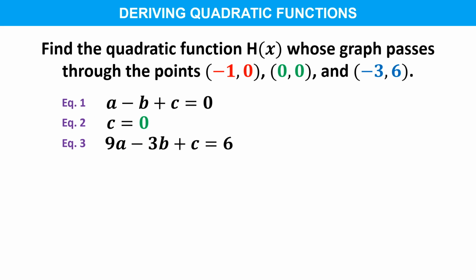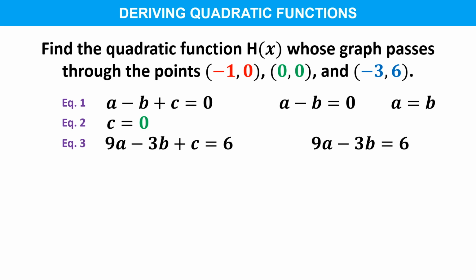Of the three equations formed, c is equal to 0 is very clear. Let's use this value to further simplify equation 1. If we replace c with 0, equation 1 becomes a minus b is equal to 0, or equivalently, a is equal to b. Replace also the c in equation 3 with 0 to form the equation 9a minus 3b is equal to 6.